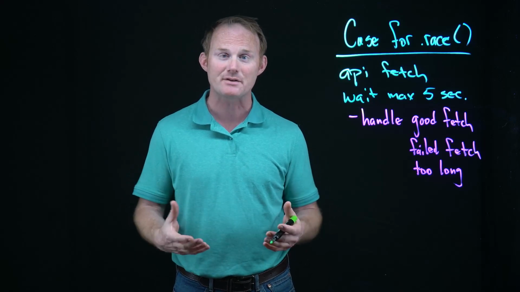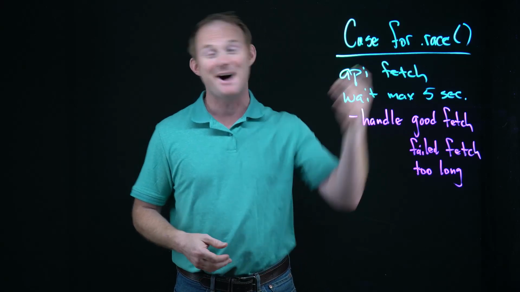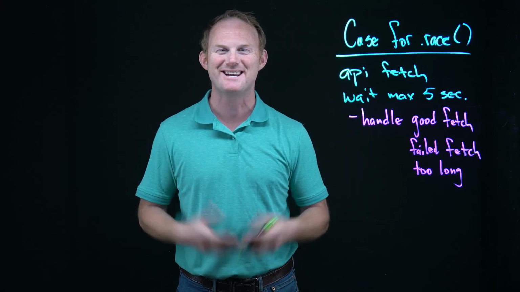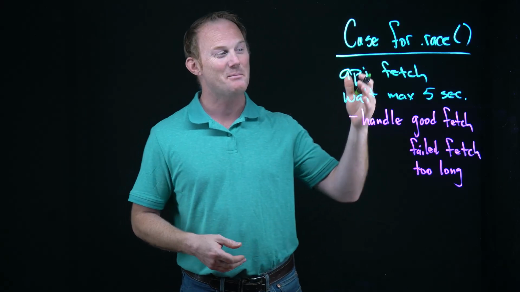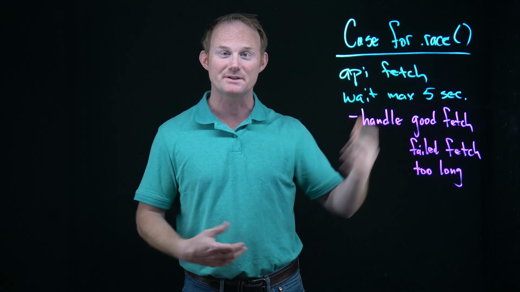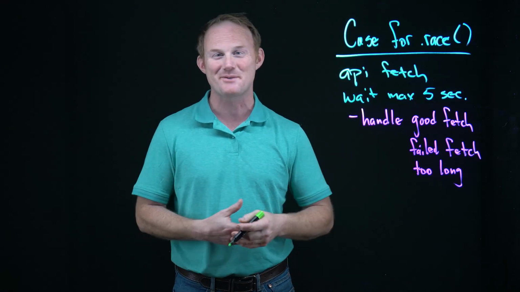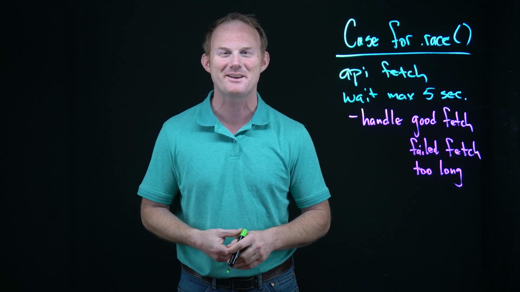And today is a JavaScript promise-related one. I'm calling it the case for .race. I thought it was clever. But the goal here is to use promises in a clever way. I'm going to use the race method. It took me a while to figure out a use case for it.